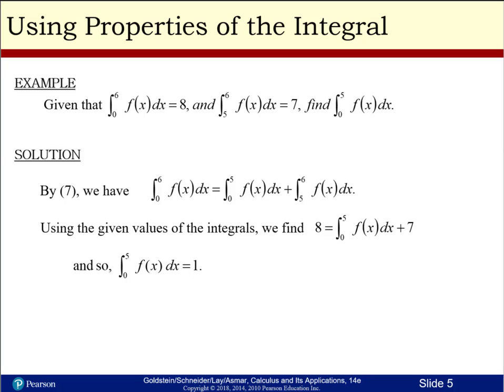Now by number 7, we can put these two together and write them down as a sum. For the integral from 0 to 6, that answer was 8, so put in an 8 for that one. Then we have our sum, the integral from 0 to 5 of f of x dx plus that other integral, which was 7. Just solve that, and we get that the missing integral, the integral from 0 to 5 of f of x dx, is 1.